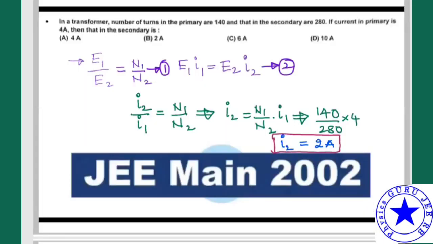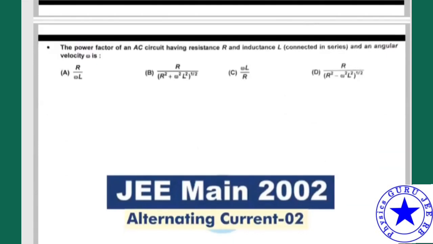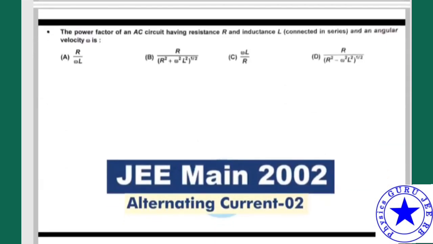Okay, now we'll proceed to the next problem, which is given in JE Mains 2002, based on alternating current. Here he has given the power factor of an AC circuit having resistance R and inductor L connected in series, with angular velocity omega. How to calculate it? So let me draw here an inductor and a resistor.